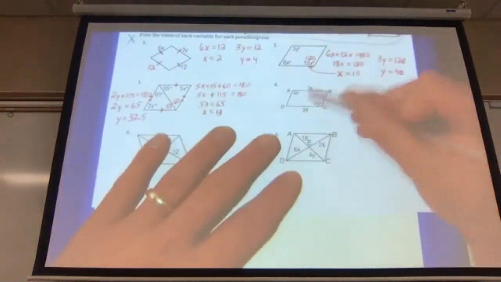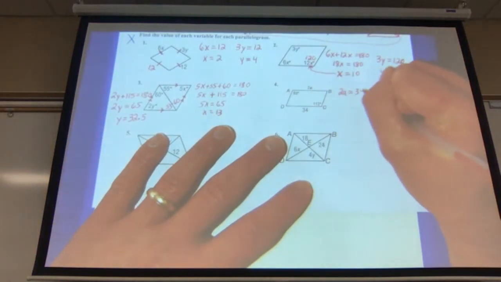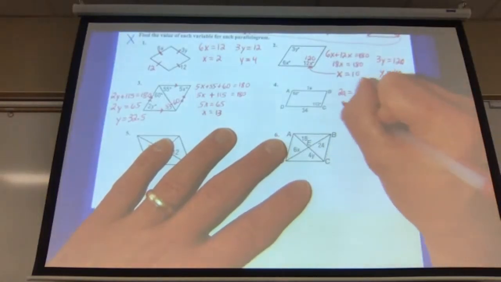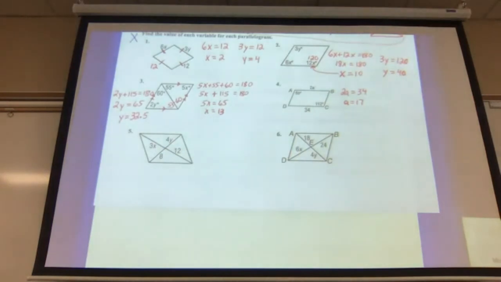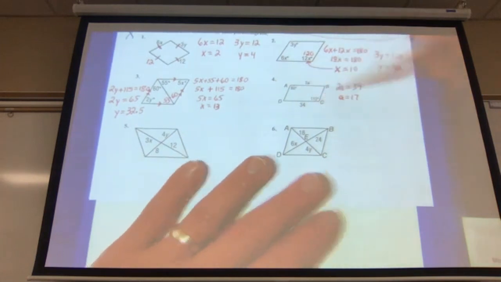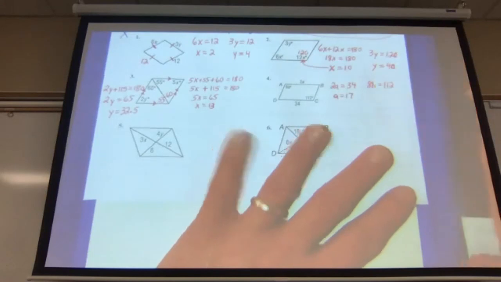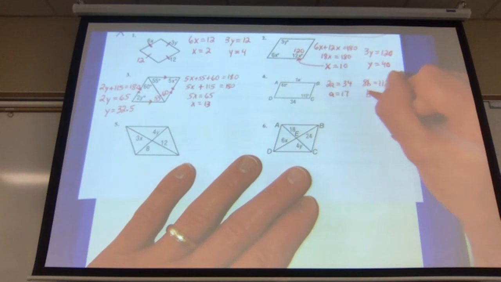So it doesn't matter which one you start with. I'm going to go with the 2a and the 34. Those two will be congruent since they're opposite sides. If you divide 34 by 2, we get 17. Then we'll do the opposite angles. 8b and 112 are opposite angles, so they'll be congruent. If you divide 112 by 8, we get 14.